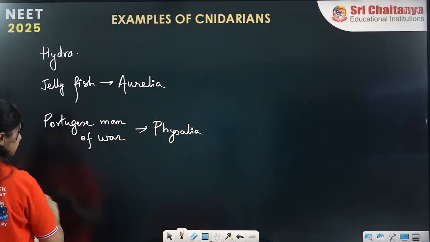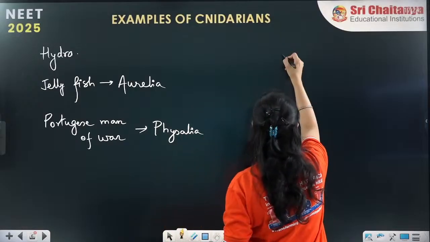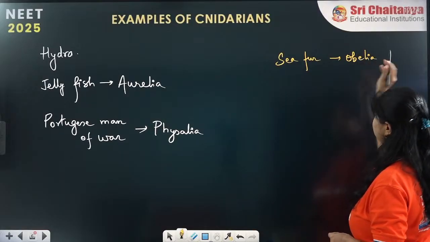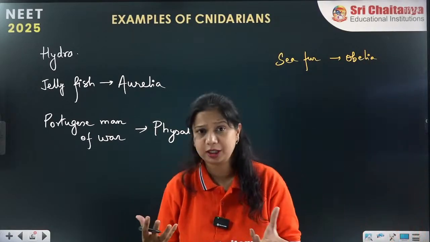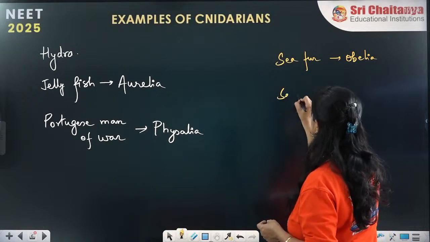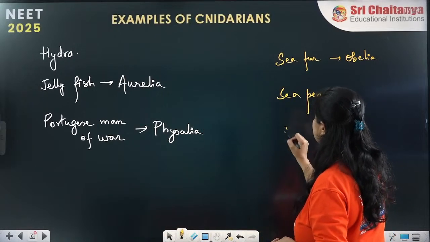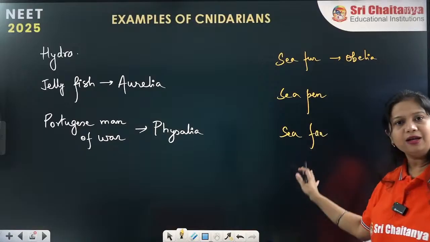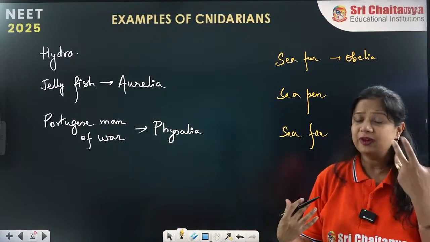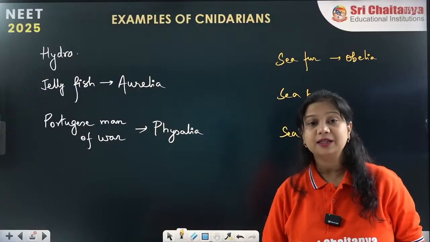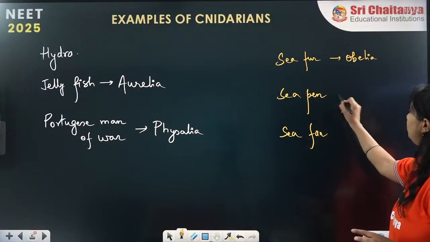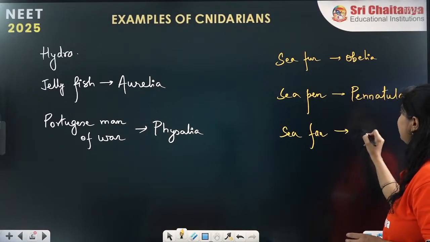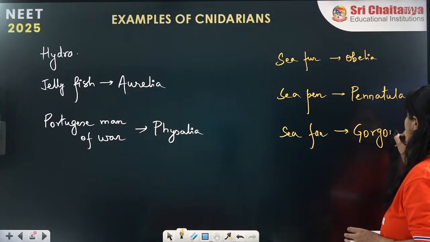Similarly, the phylum contains another organism which is known as sea fur, which is known as Obelia. Now, very funny or very interesting names you can say: sea fur, sea pen and sea fan. All these are cnidarians. In exams, they ask these names very commonly, very frequently. Sea fur is Obelia, sea pen is known as Pennatula, and sea fan is known as Gorgonia.